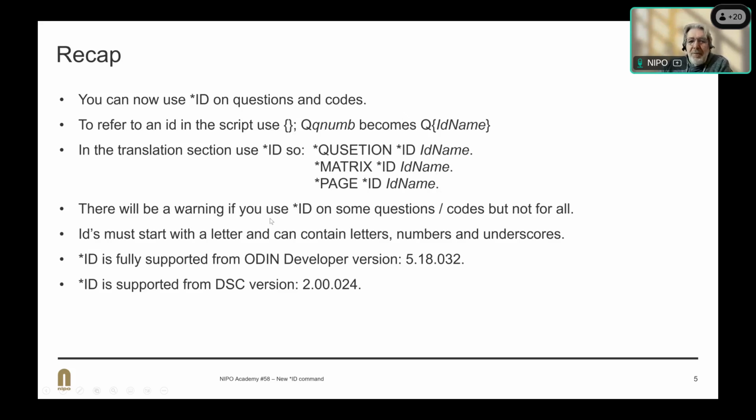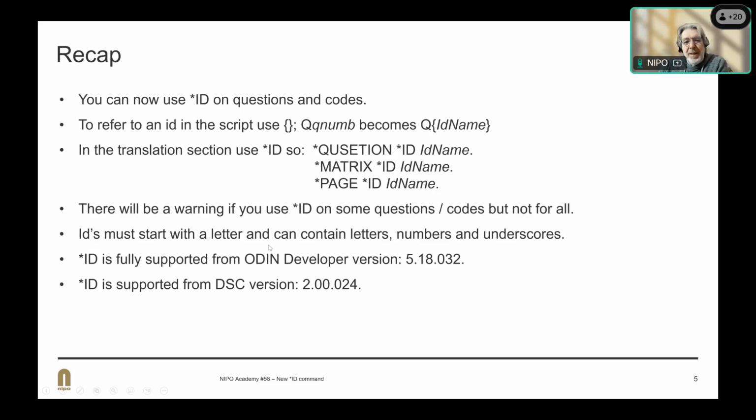There will be a warning if you use IDs on some questions or codes, but not for all. That warning will be that you are using an inconsistent naming. You can accept that warning, or you can make it better. That is especially important if you rely in your reporting on those IDs to be there. Then you should really make sure that that warning is fixed.